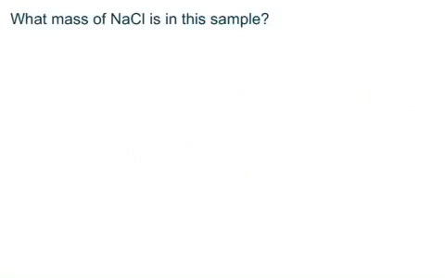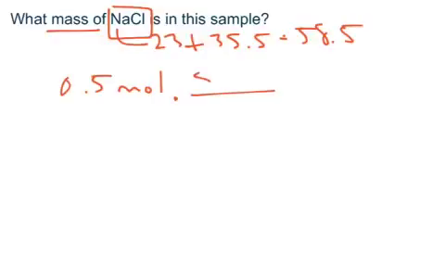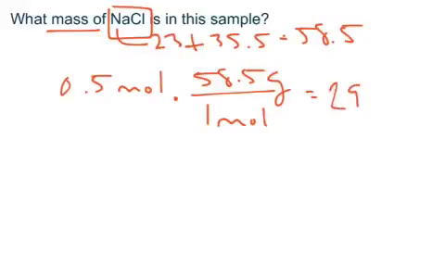So here is where we incorporate mole conversions with this. So we just figured out that we had half a mole of salt. If we want to know the mass of that, we have to add up the mass of what 1 mole of salt would weigh. So we look at the periodic table. 23 plus 35.5 is 58.5. So if we want to convert the half a mole of salt, we would do 58.5 grams for every 1 mole and get 29.25 grams of NaCl.